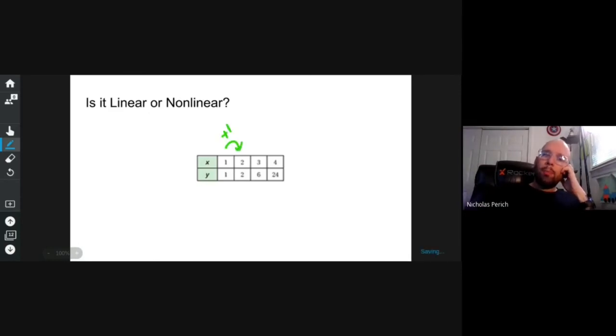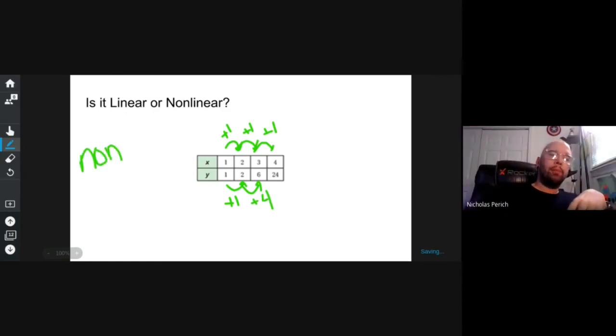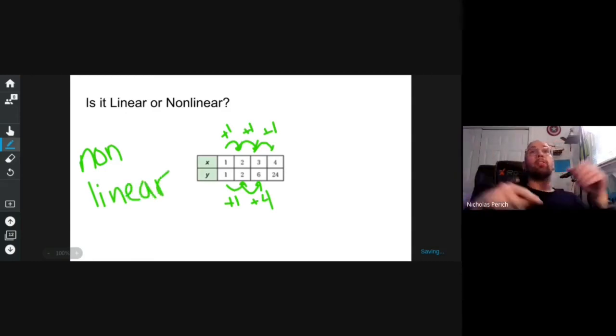Plus 1. Plus 1. Plus 1. Plus 1. Plus 4. Nope. Why? Because up top I had all plus ones, which means on the bottom they have to all be the same number too. They don't all have to be plus ones on the bottom. They just all have to be the same number. If this was plus one, plus one, plus one, then I have my pattern. If this was plus one, plus 80, plus 80, plus 80, great, that's my pattern. But since this is plus one, plus one, plus one, and this is plus one, plus four, it stopped already.